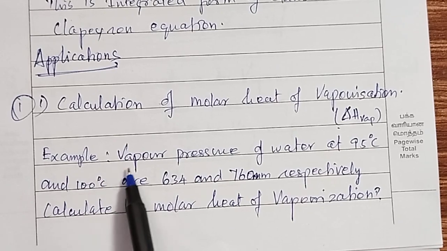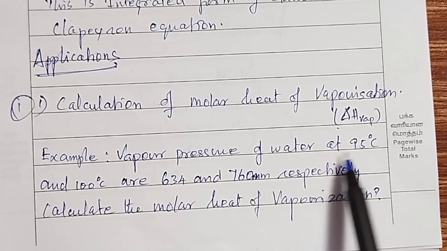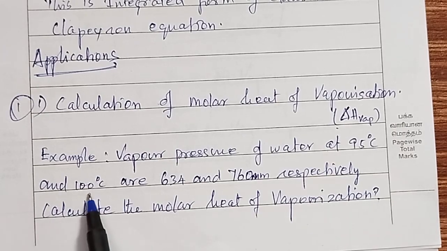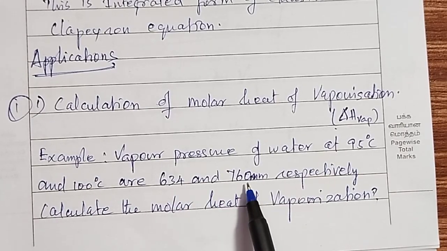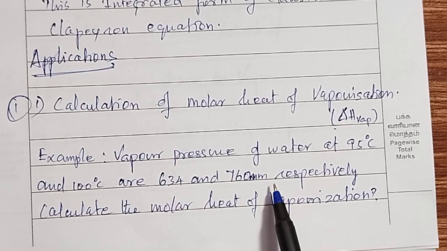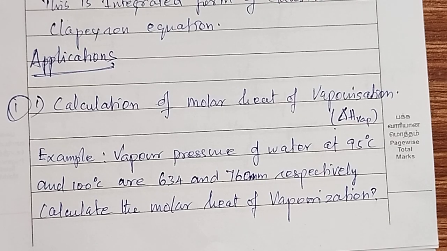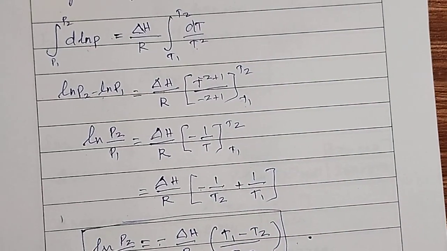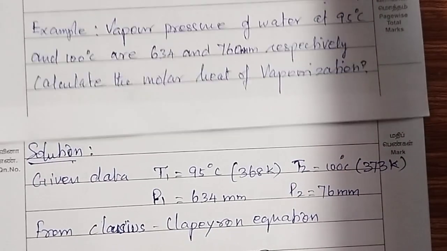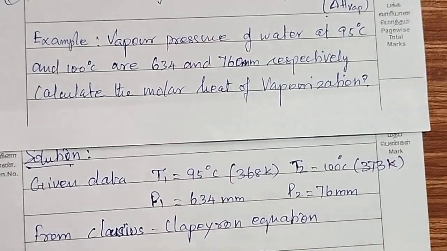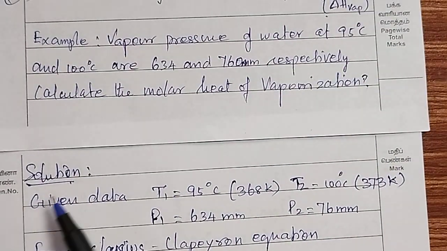Let us consider this problem. The vapor pressures of water at 95 degrees Celsius and 100 degrees Celsius are 634 and 760 mm respectively. Calculate the molar heat of vaporization. This is the problem that we have now. Let us solve this problem. The solution to this problem is this.